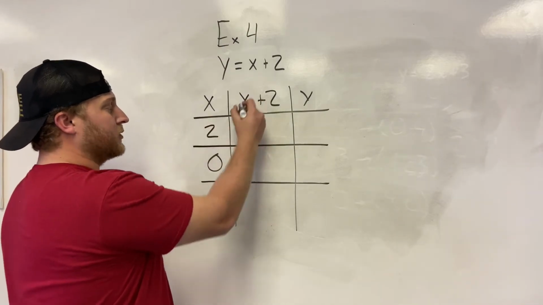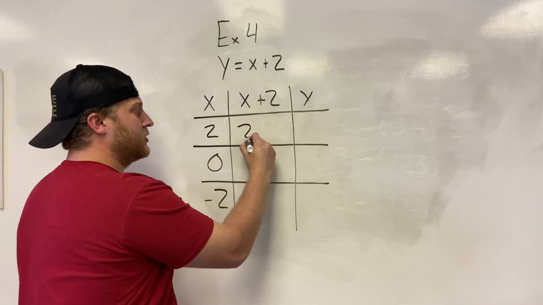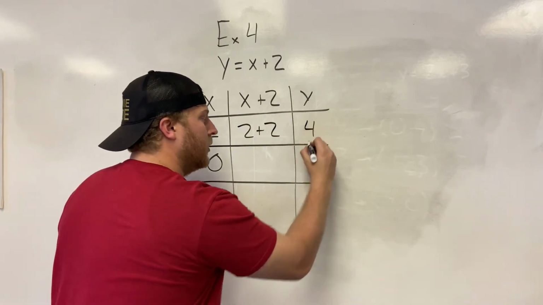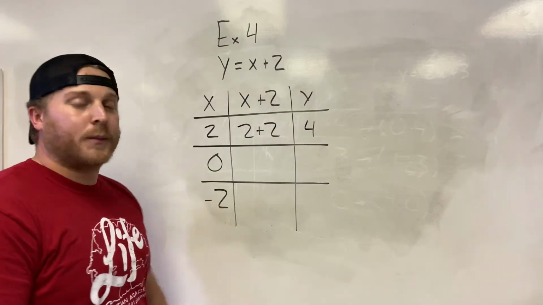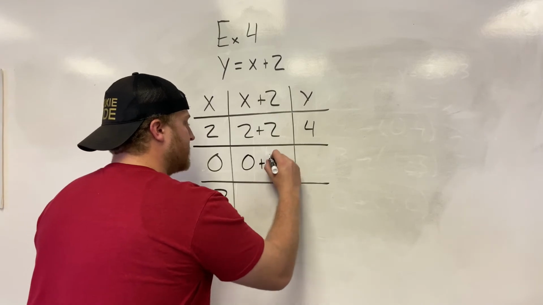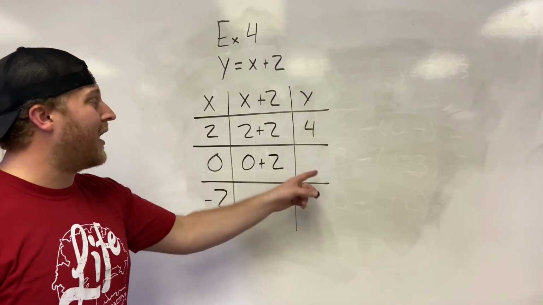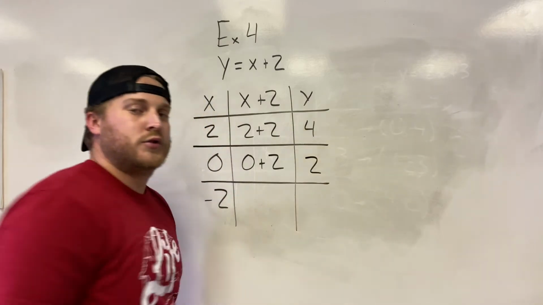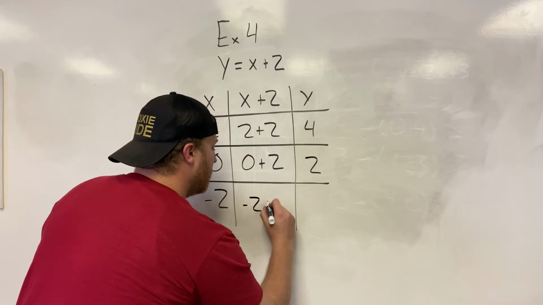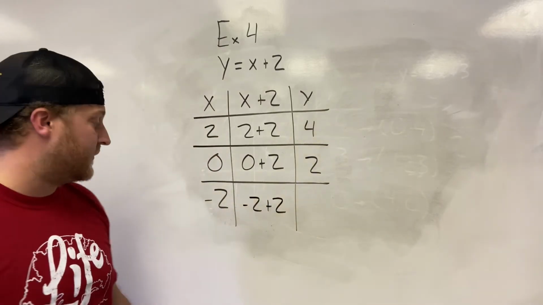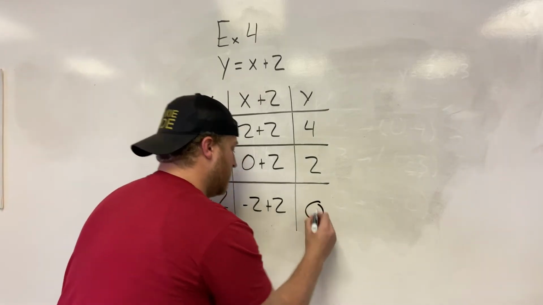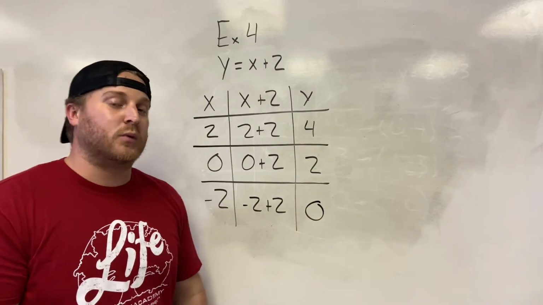So when x equals 2, I'm going to put a 2 where this x is, 2 plus 2. When x equals 2, y is going to equal 4. Now I'm going to move on to the second one. When x is 0, this is going to be 0 plus 2. When x equals 0, y is going to equal 2. Now we're going to move on to the last one, where we have negative 2 plus 2. When x equals negative 2, negative 2 plus 2 is 0. When x equals negative 2, y equals 0.